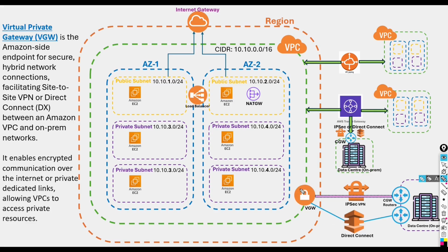Similarly, VGW is a virtual gateway on AWS. We can say it's an edge component on the VPC which connects to the router in the physical data center. So there are two types of connectivity we can establish between VGW and the data center. One is the IPsec VPN over the internet, and the other one is Direct Connect. Direct Connect is the dedicated WAN connectivity, and both connectivity types provide encrypted communication and allow access to the private resources.